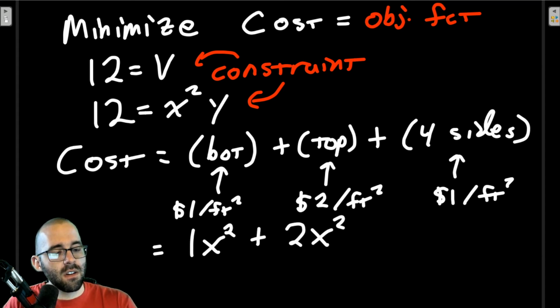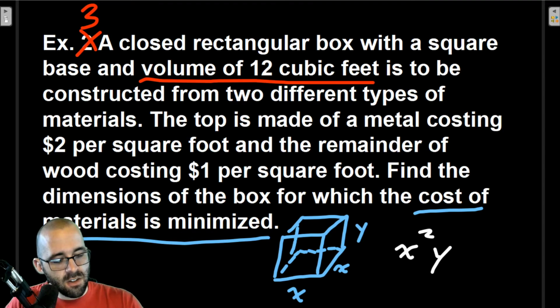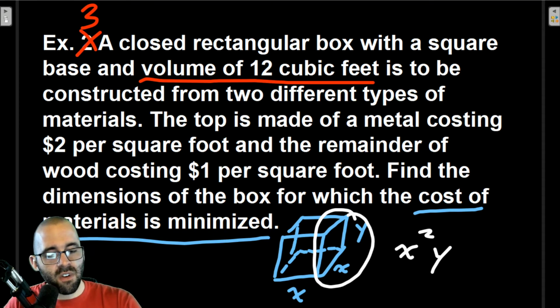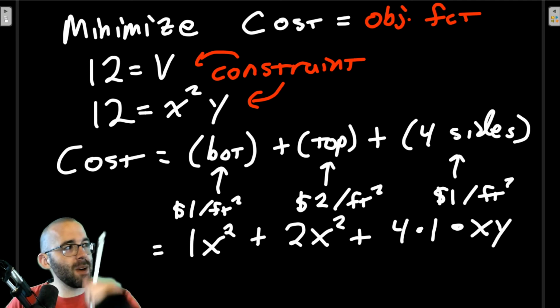So we have the area of the bottom, we have the area of the top, and then we have the cost of the sides. So each side, there are 4 of them. There's going to be 4 multiplied here, times the cost per square foot. It's $1 per square foot. Times how many square feet on each side. So look at each side of this box. The side of this box is going to be x times y square feet. So let's simplify this a little bit. We got our cost function. This is great. We are almost ready to start this problem.